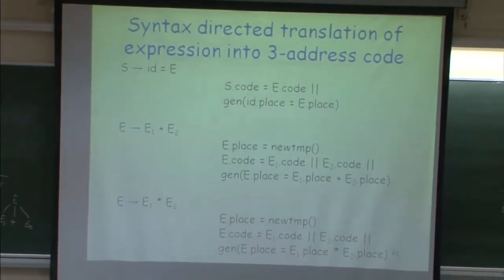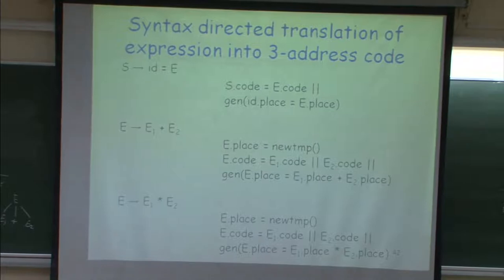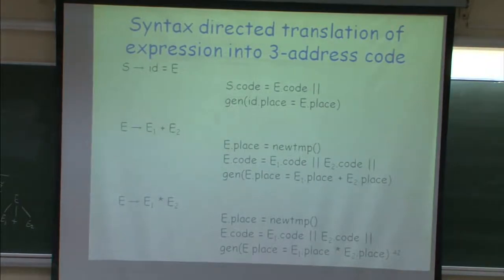Clear? Are you confident now that given straight-line expressions, or any kind of expressions with no control flow, no loop, nothing, I can at least write three-address code systematically? Okay? Now let's add a few more rules.